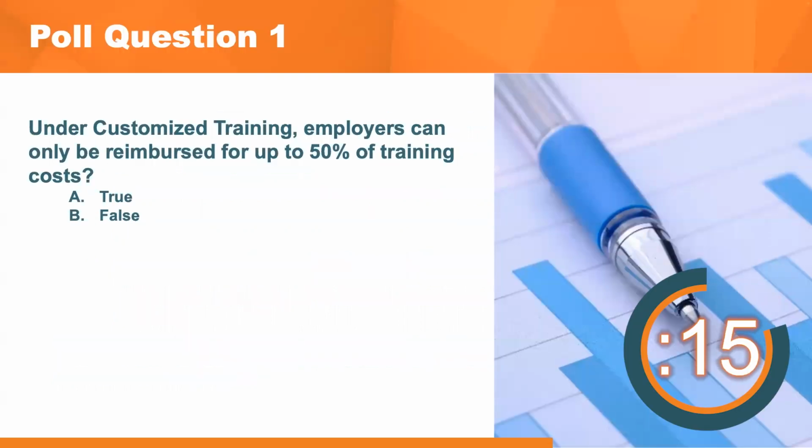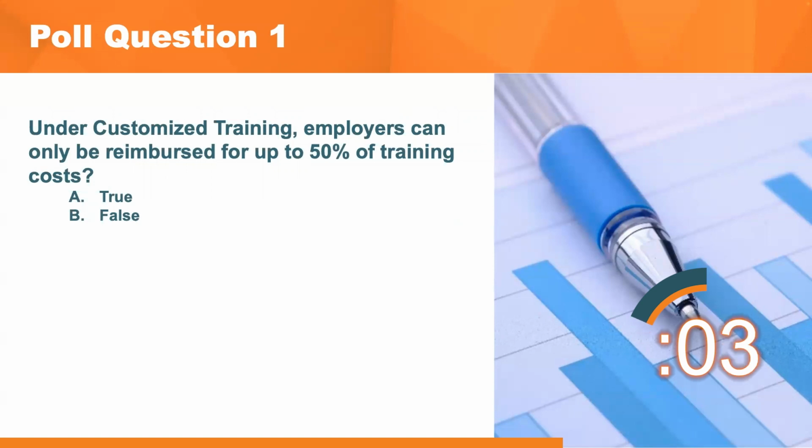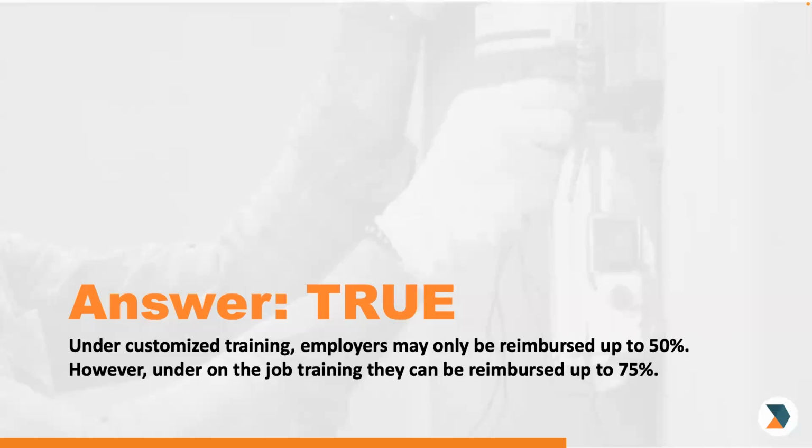Under customized training, employers can only be reimbursed for up to 50% of the costs. Please answer A or B in the chat. If you answer true, you are correct. Under customized training, employers may only be reimbursed up to 50%. However, you could have been thinking about on-the-job training, which they can be reimbursed up to 75%.